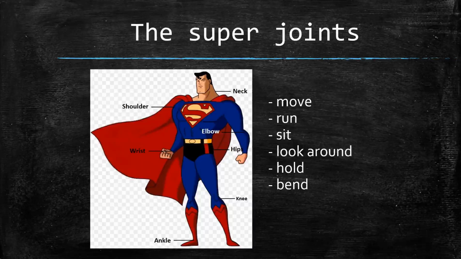We all can be Superman because we all have joints. We can run, we can sit, we can turn our neck, we can hold things, and we can bend down by the help of these joints.